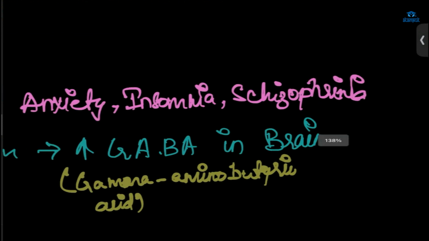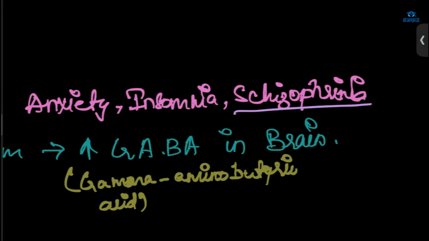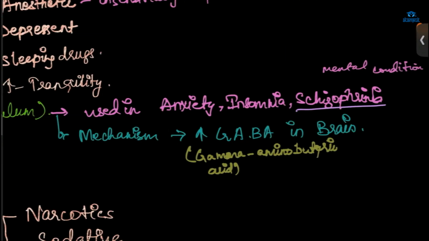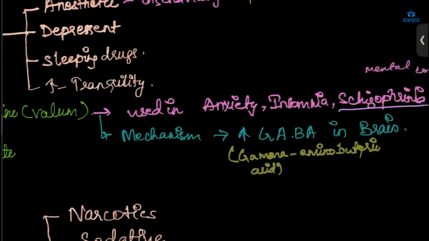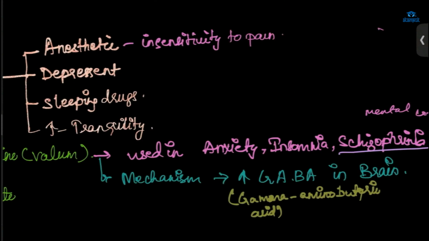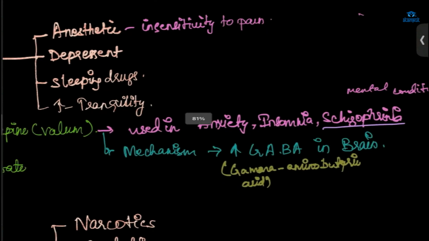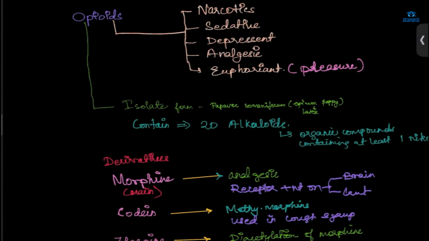Also schizophrenia, a crazy mental condition. And how does this work? They increase the GABA in the brain. We use it for medical purposes also, while operating on a patient, because this is anesthetic, making one insensitive to pain. And also for anxiety, insomnia. The mechanism is the increasing of GABA. This GABA calms our nerves.